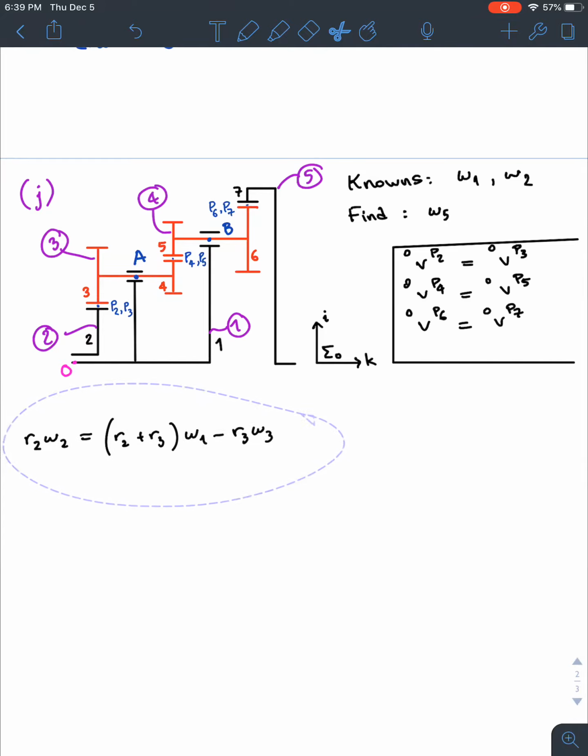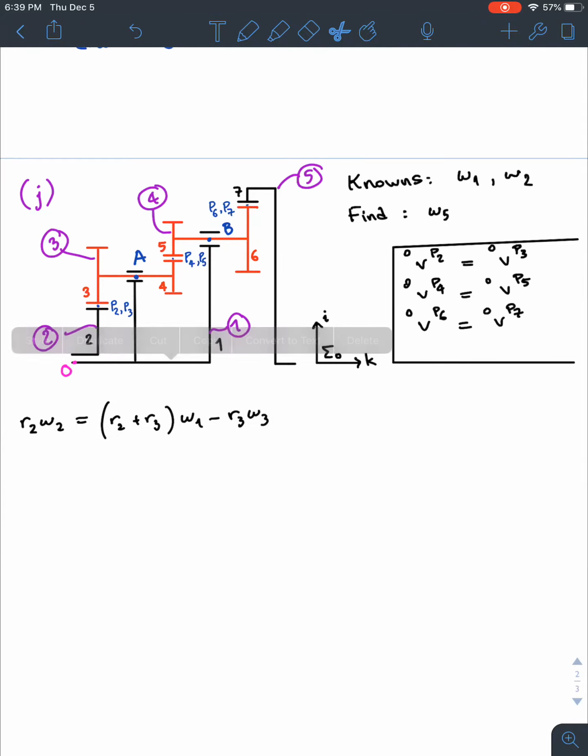Great. So this one here, and this came from equating these two things: velocity of P2 in 0 to velocity of P3 in 0. Great. Now, let's equate velocity of P4 to velocity of P5 in 0.